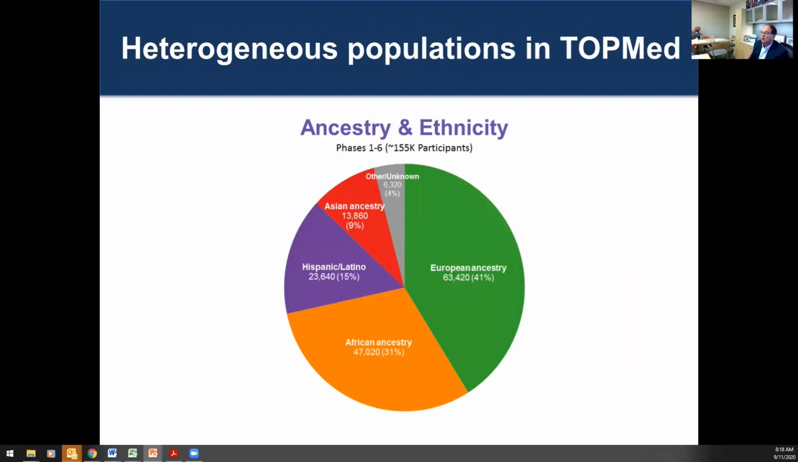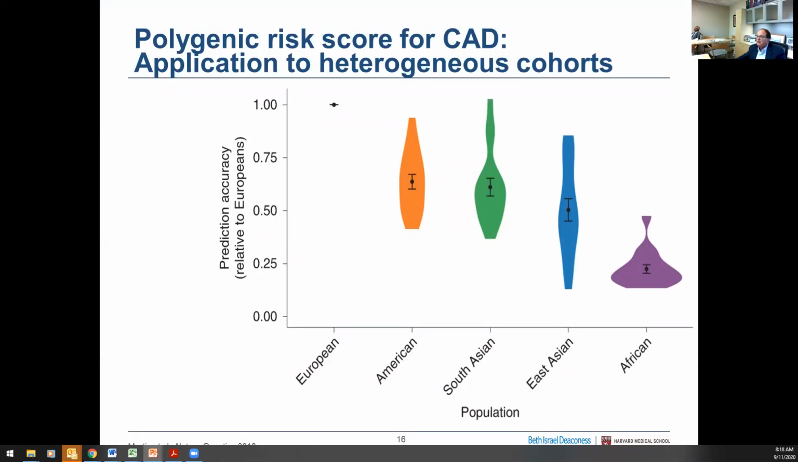Now, there's another critical, very forward-thinking point about TOPMed, and that is that it's not just about individuals with European ancestry. And indeed, 31% of the individuals have African ancestry, 15% are Latino. There's a reasonably large percentage of individuals with Asian ancestry, et cetera. And so why is this so important? Well, going back to these polygenic risk scores for coronary artery disease, the largest initial study was actually done out of the UK and the UK Biobank.